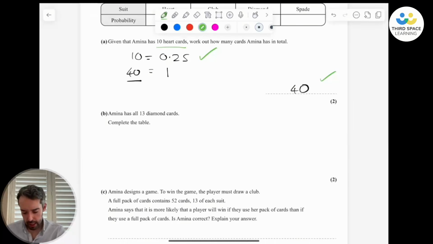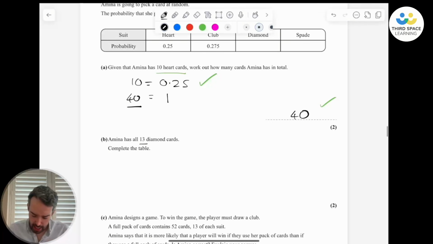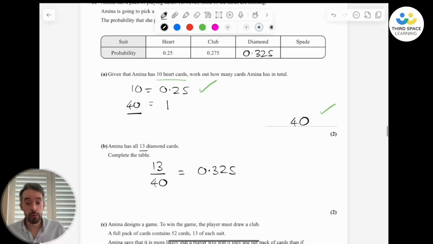Right, now Amina has 13 diamond cards. Okay, complete the table. So that means that 13 cards out of 40 are diamonds. So 13 divided by 40 is 0.325. So let's write that in here as well. So that must be the probability. Now, we need to complete the table. So we need to know the probability for spades now.